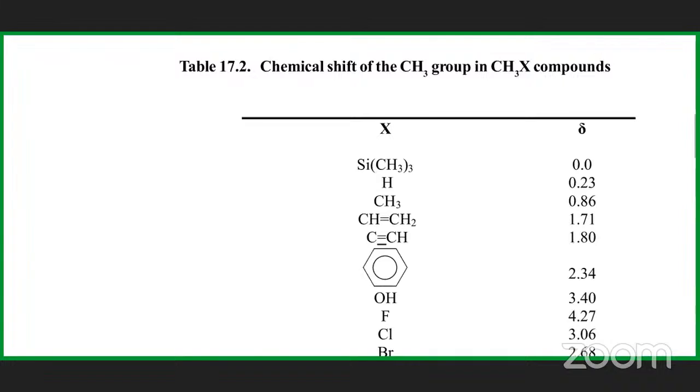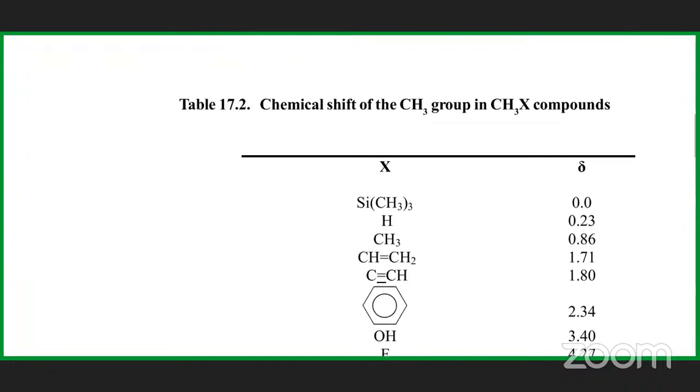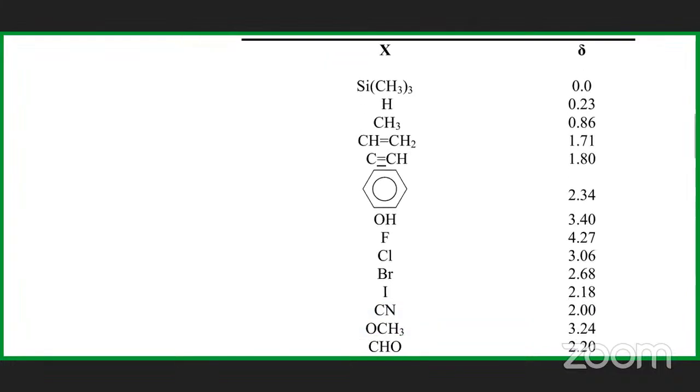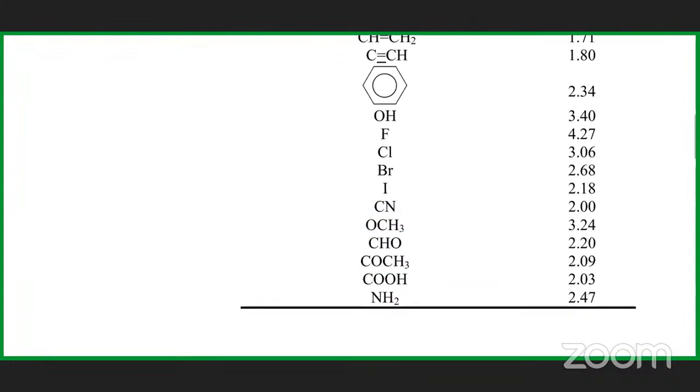Generally, the aromatic range is 6 to 8.5, right? But when this benzene is attached to a CH3 group, its value drops to 2.34. And for CH3OH, the alcohol, it is 3.4. And when it is fluorine, right, its value is 4.27. And for chlorine, it is 3.06, because fluorine is more electronegative, then chlorine is less electronegative, then bromine. So based on their electronegativity, the values change here.